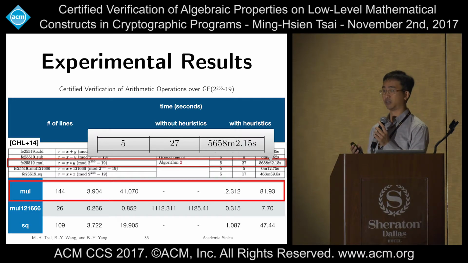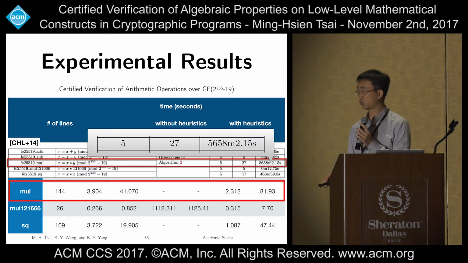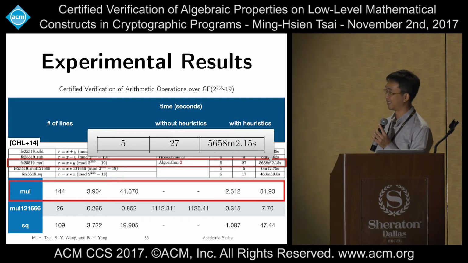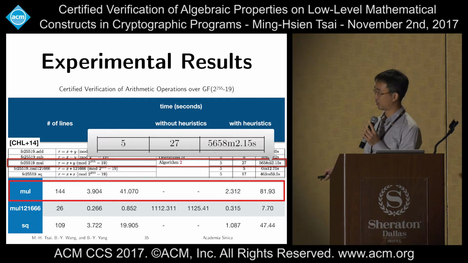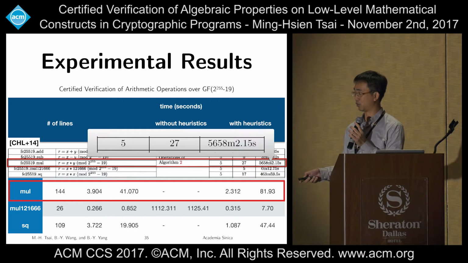And then plus the time to certify the answers from Singular, in total we need 82 seconds to verify multiplication. Compared to our previous work, which used SMT solvers to verify multiplication, our previous work needs more than 5,000 minutes to do it. But now it's just 82 seconds, and also our approach is certified.